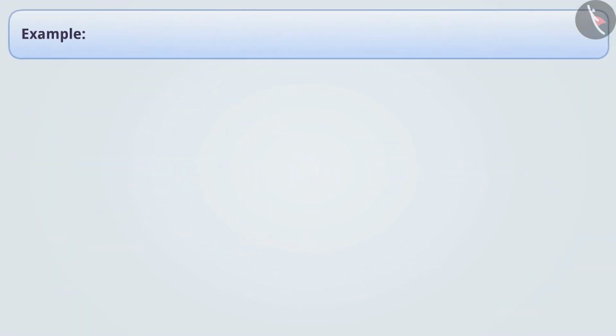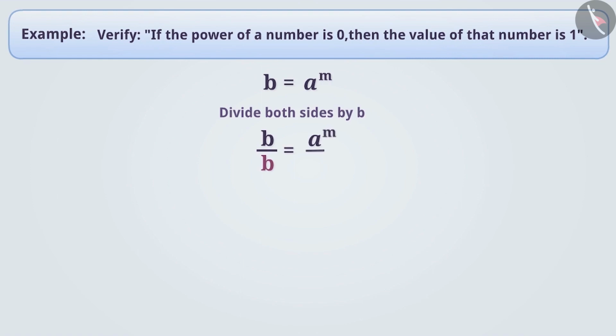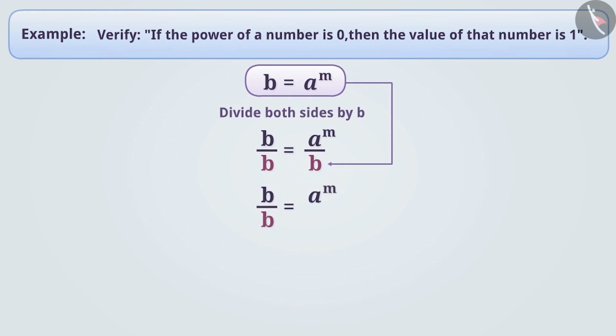Next example. Verify the statement, if the power of a number is 0, then the value of that number is 1. Let's verify it. Suppose b is equal to a to the power of m. Let's divide both sides by b. So, b by b is equal to a to the power of m divided by b. On the right side, we can write the value of b as a to the power of m. Hence, b by b is equal to a to the power of m by a to the power of m. On the left side, b is being divided by the same number, so the result will be 1.